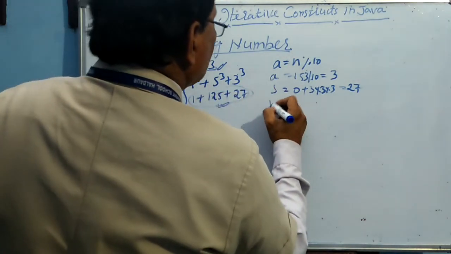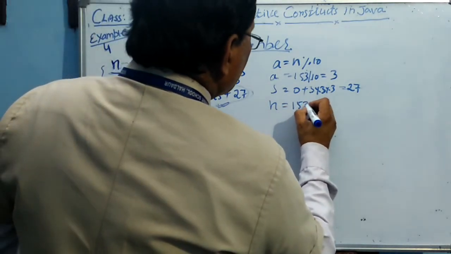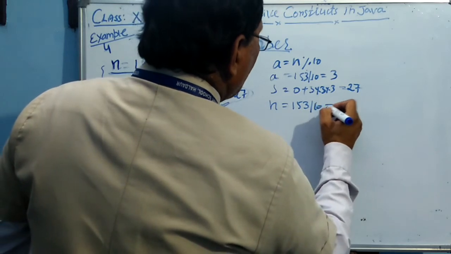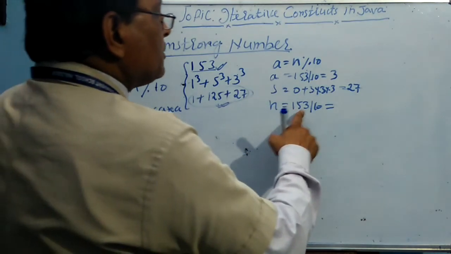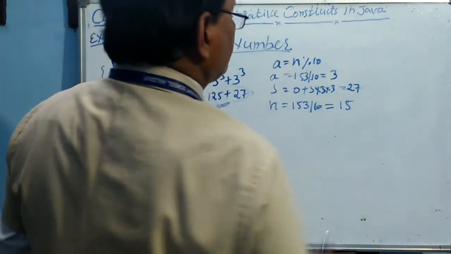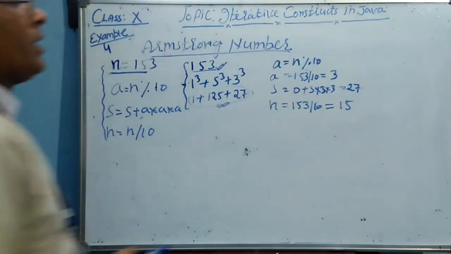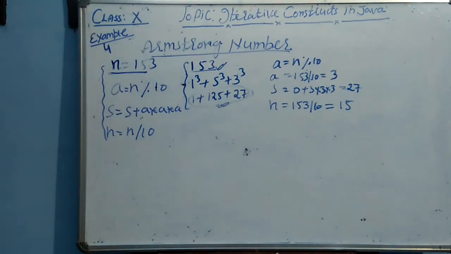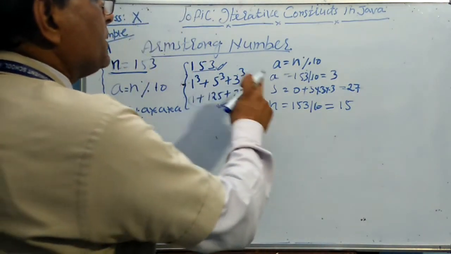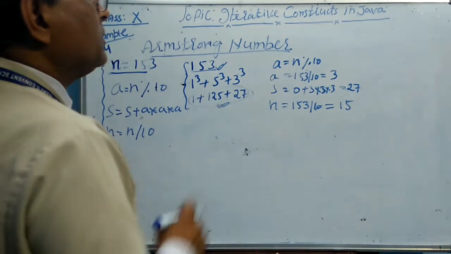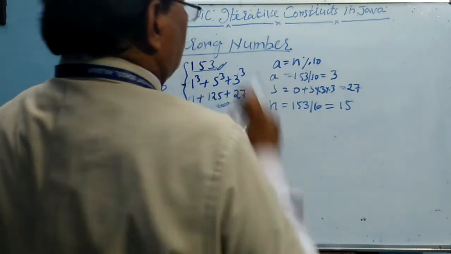Now after that, it will be divided. We have to calculate the value of n. n is equal to 153 divided by 10. So how much when you divide by 10? It is 15. 10 1s are 10, and 5 remains, so 15. Only the quotient part we will write. Now the value of a is 3, s is 27 and n is 15.